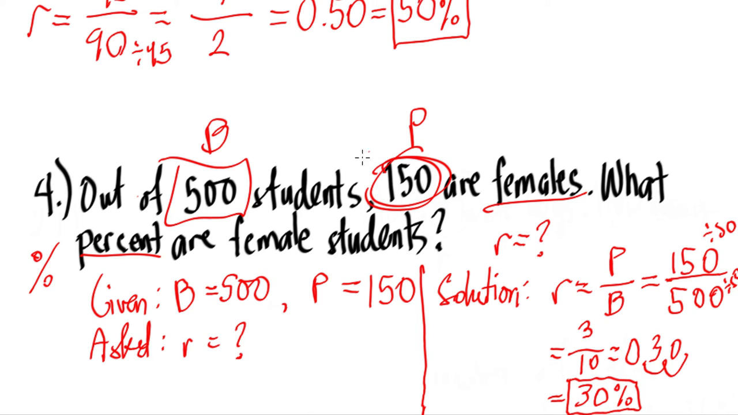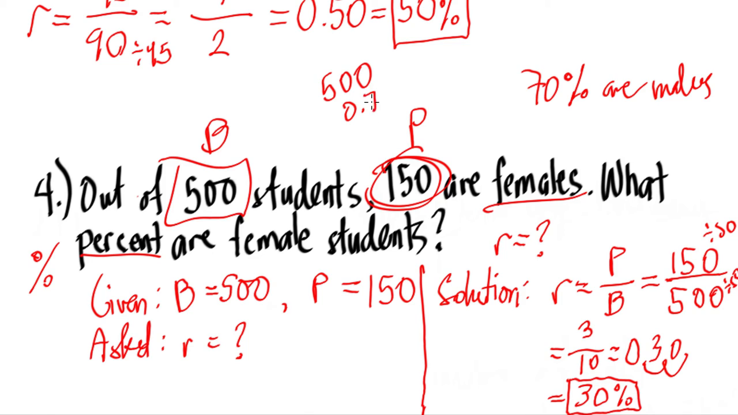So out of 500 students, 150 are females, meaning 30% is 150 out of the 500. And the other 70% are therefore males, or boys. So what is 70%? Let's check 500 times 0.7. 5 times 7 is 35, and moving the decimal point once, 350 are the boys. So correct indeed. To check, 350 plus 150 will give us 500, which is the base, the totality. So that's it for number 4.